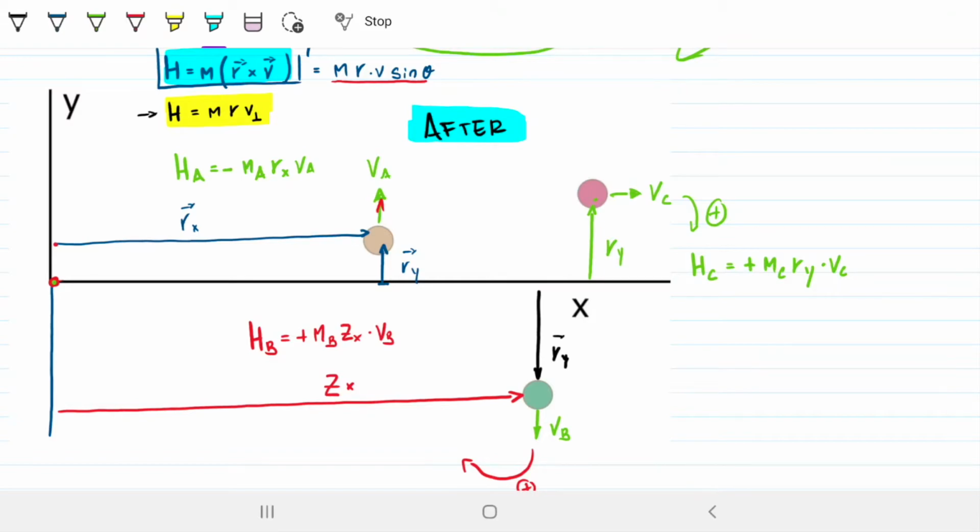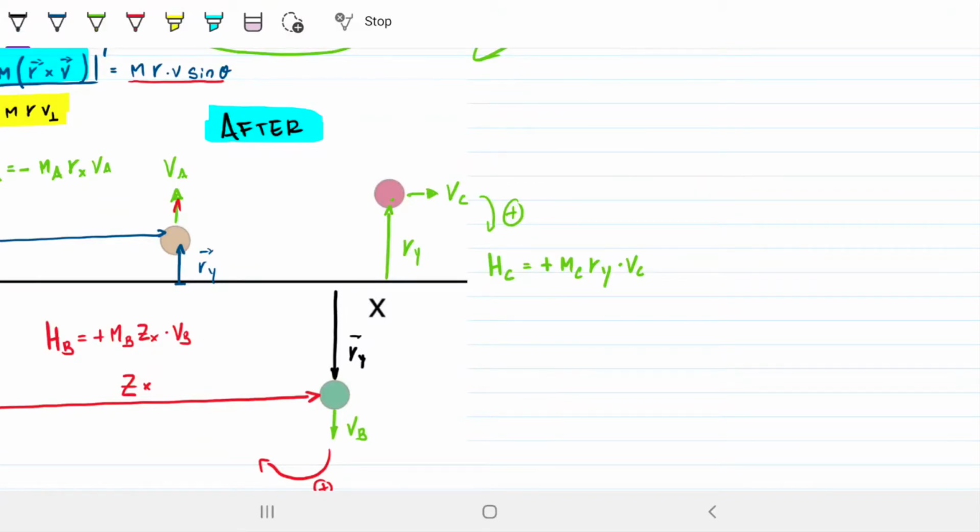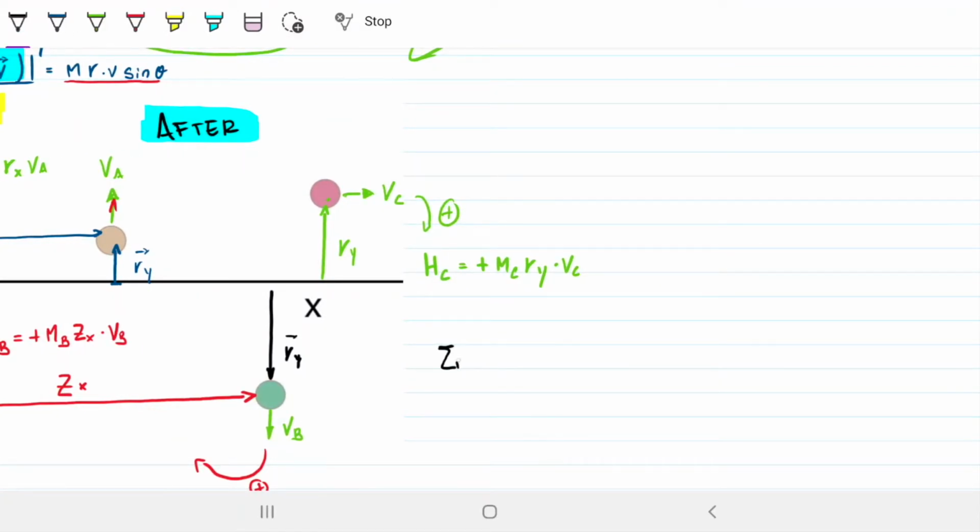angular momentum afterwards, correct? So let me sum up all the angular momentums afterwards, because after all, that's the idea, right? So what is the sum of angular momentums after the ring breaks? So we have, as a positive, the mass of B times what we called Zx times the velocity B plus the mass of C, what we called Ry, and the velocity of C minus the mass of A times what we called Rx times the velocity of A.